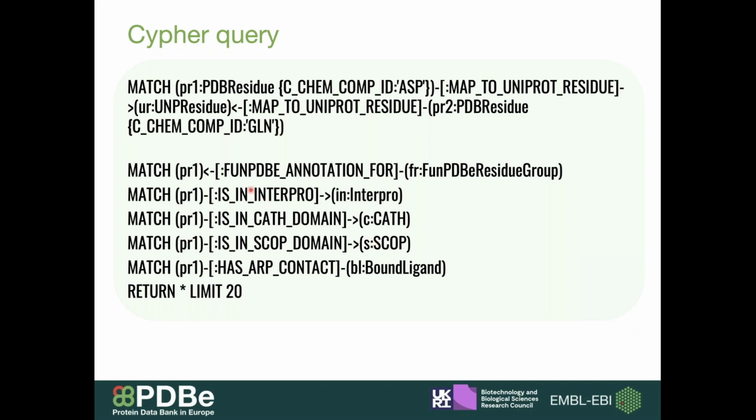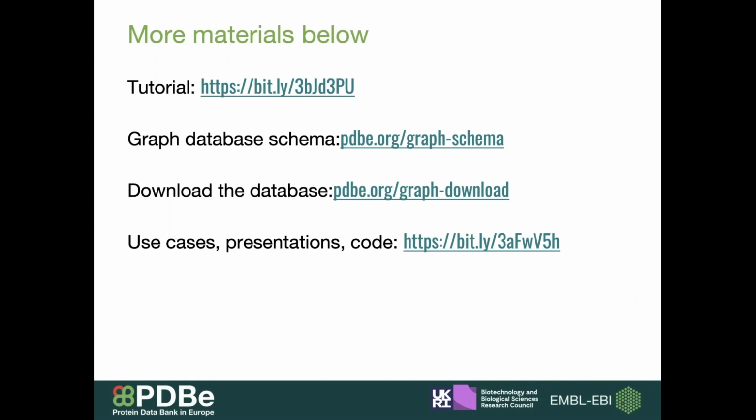With this data in hand, it is now possible to expand it to other relationships or other annotations, like sequence and structural domains, bound ligand interactions, macromolecular interactions, etc. These are some of the interesting data that we have in the PDBe Graph Database. There are more materials which we compiled that can be used to learn about the PDBe Graph Database, its schema, some use cases, etc.